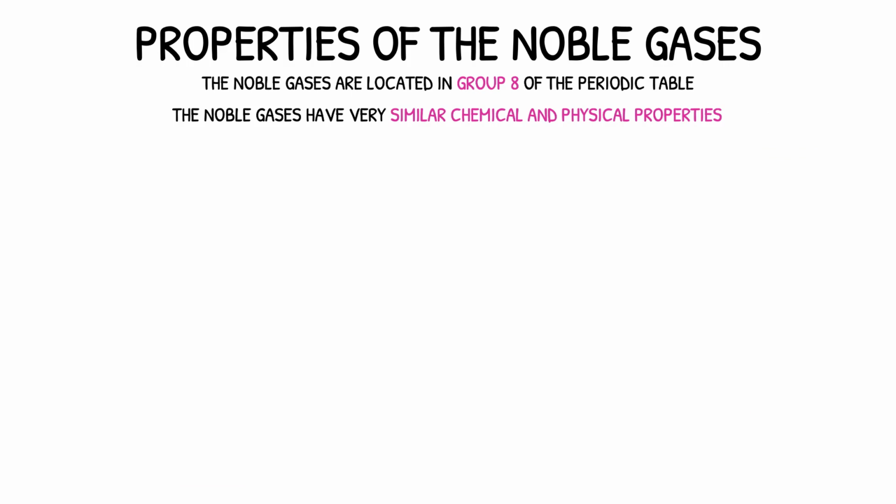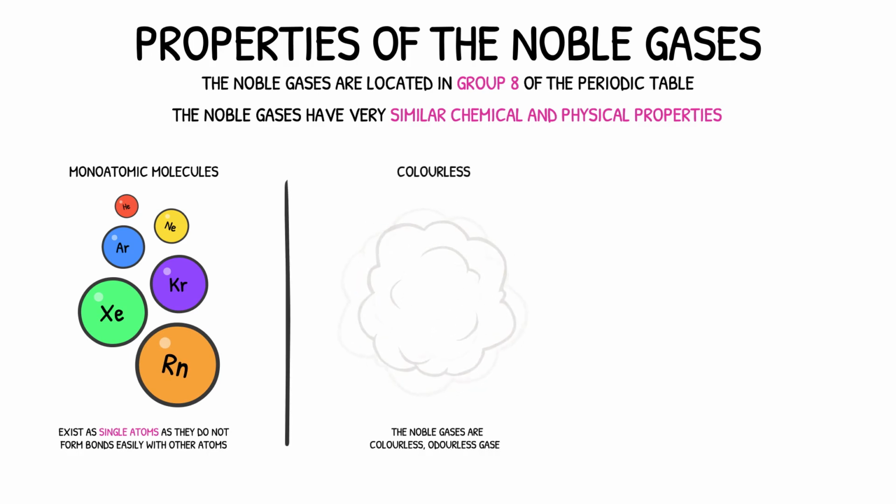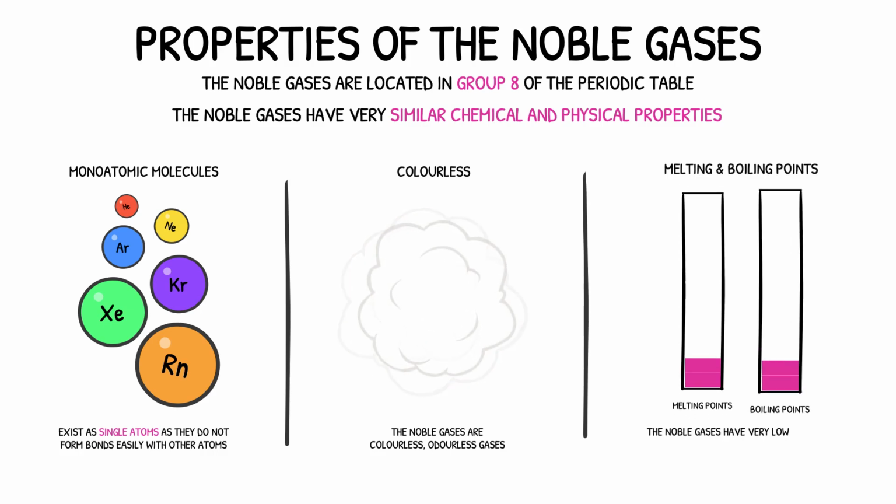To begin with, all of the noble gases are monoatomic. This means that they exist as single atoms, and this is because they do not form bonds easily with other atoms. They are colourless, odourless gases, and they have very low melting and boiling points, hence why they are all gases at room temperature. The melting and boiling points of the noble gases increase as you move down the group.